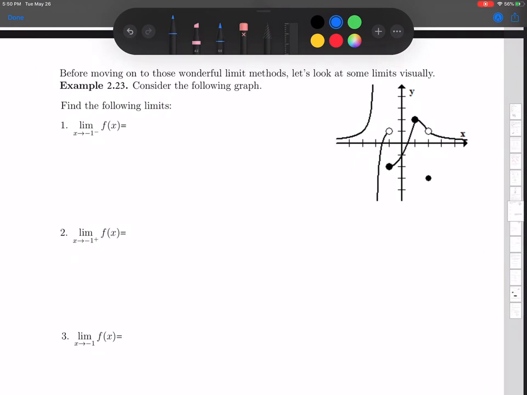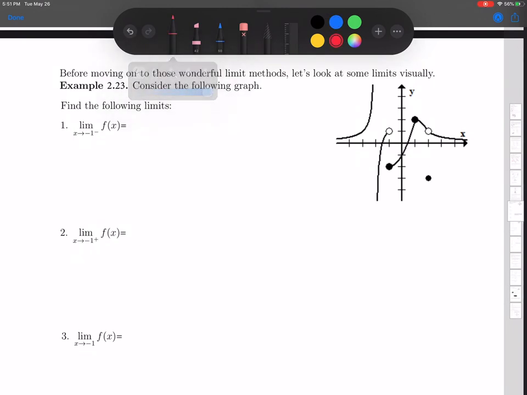This is now going to be a visual problem. So, okay, here we go. Example 2.23. Consider the following graph. So hopefully you guys can see this over on the right hand side of the screen. We have a graph there for ourselves. What we want to do is utilize that so that we can answer our questions. So let's start off with question 1. It says the limit of f of x as x approaches -1 from the left is equal to what?